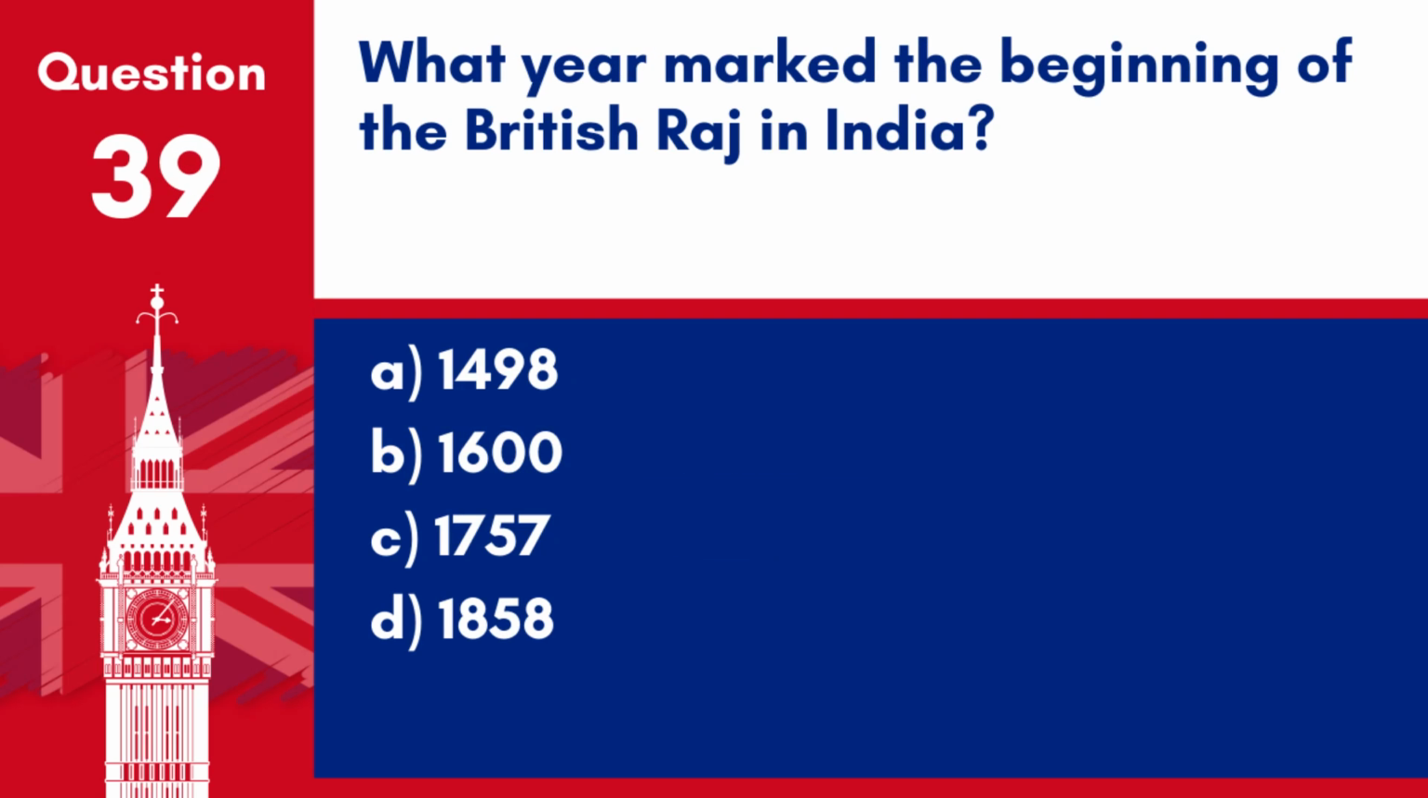Question 39. What year marked the beginning of the British Raj in India? A. 1498. B. 1600. C. 1757. D. 1858. Answer. D. 1858. The year 1858 marked the beginning of the British Raj in India.